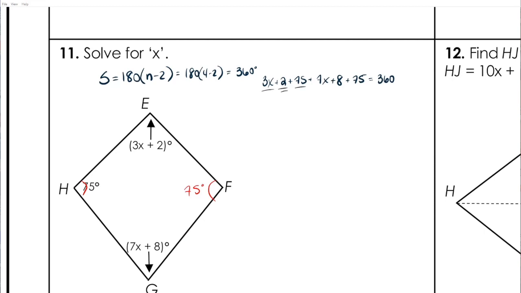Okay, so we combine like terms. So we get 150 plus 10, so 10x plus 160 is 360. Yep, 2 and 8 is 10, 75 and 75 is 150, 150 and 10 is 160.